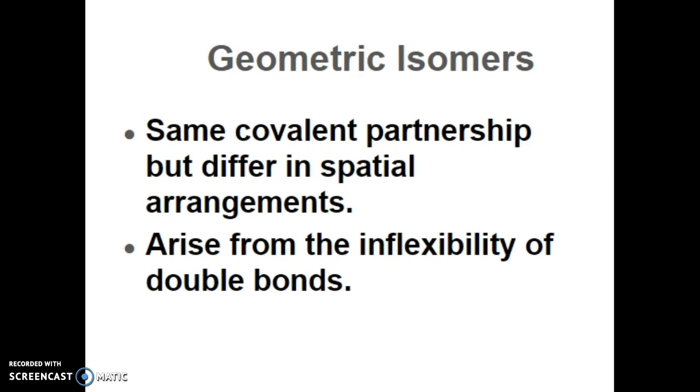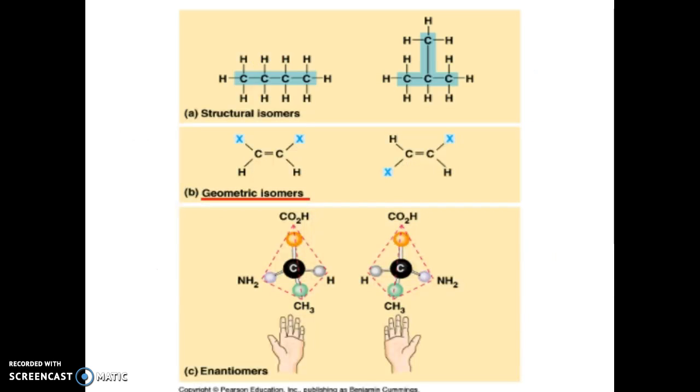A geometric isomer, same covalent partnership, but different spatial arrangement. So that's going to be more closely related to those double bonds that I showed you in the other one. And here's a picture. So a structural isomer is here. Geometric isomer. Okay, so here's kind of the key. Look where our functional groups are, our X's. We're going to talk a lot about those towards the end of this chapter. So we've got a cis molecule here where they're on the same side. We've got a trans molecule here where they're on opposite sides.